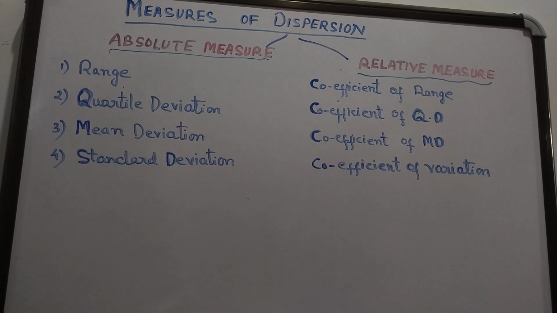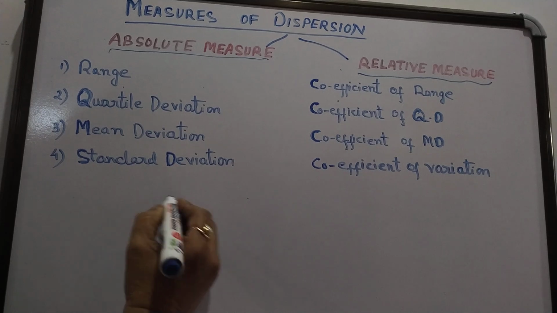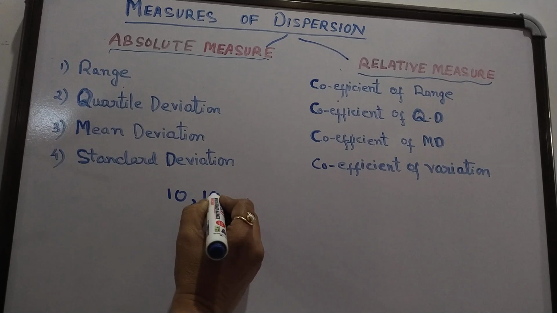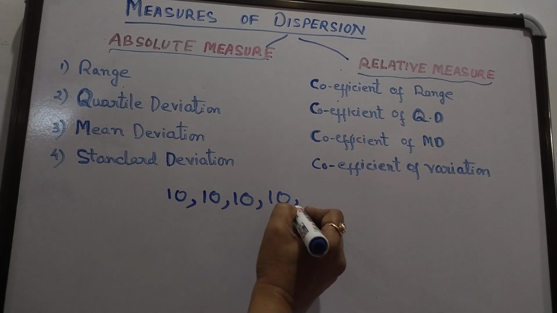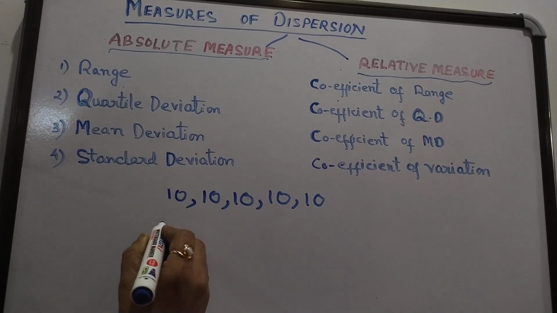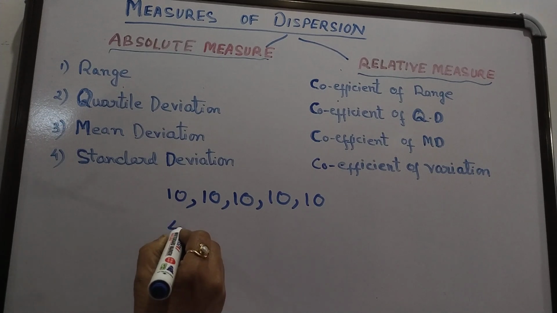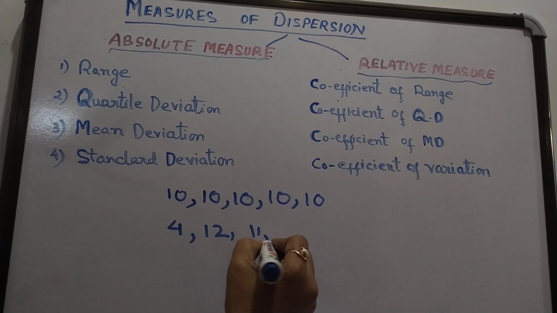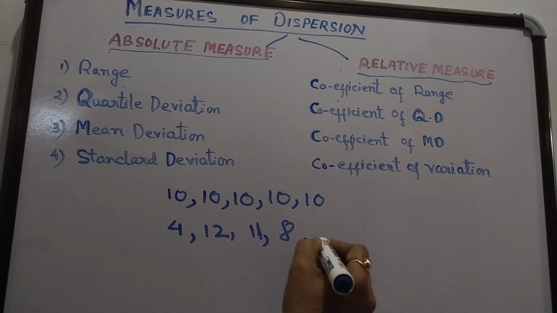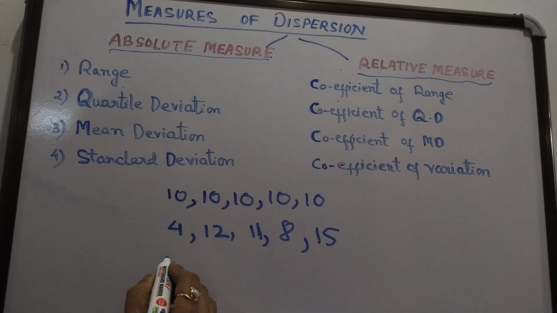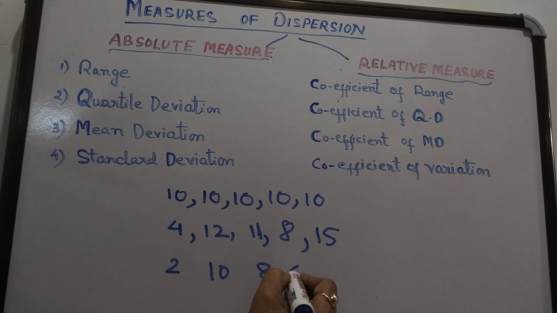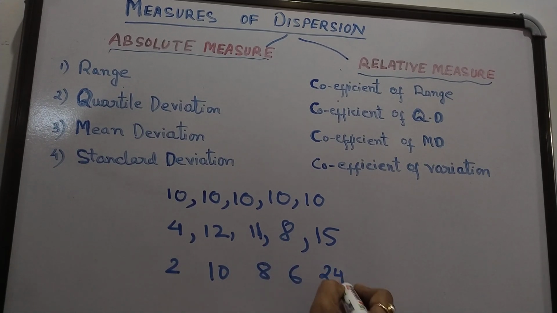So it is also called the average of second order. I am explaining with an example. Let us suppose there is a series where all the observations are the same, suppose 10, 10, 10. Now let's take another series. Here the observations are different: 12, 11, 8 and 15. Now let's take a third series: 2, 10, 8, 6, 24. Okay.